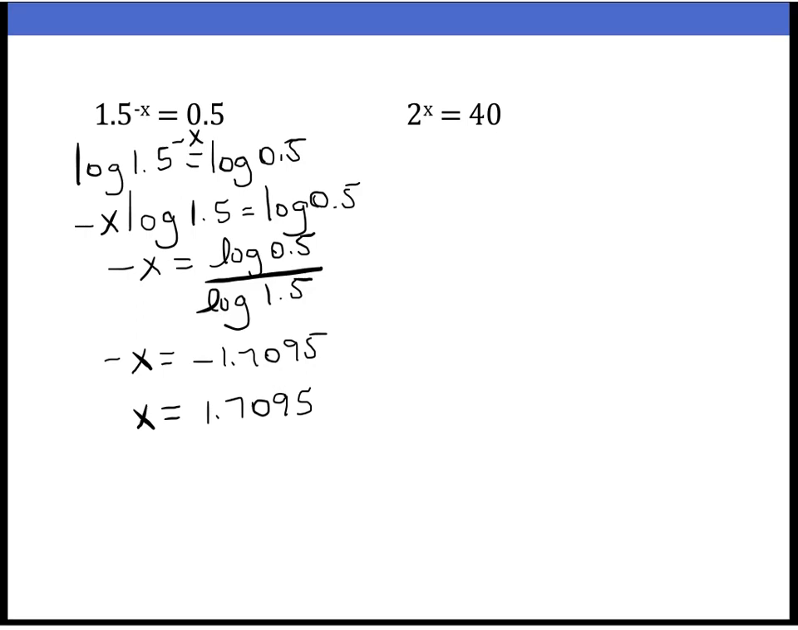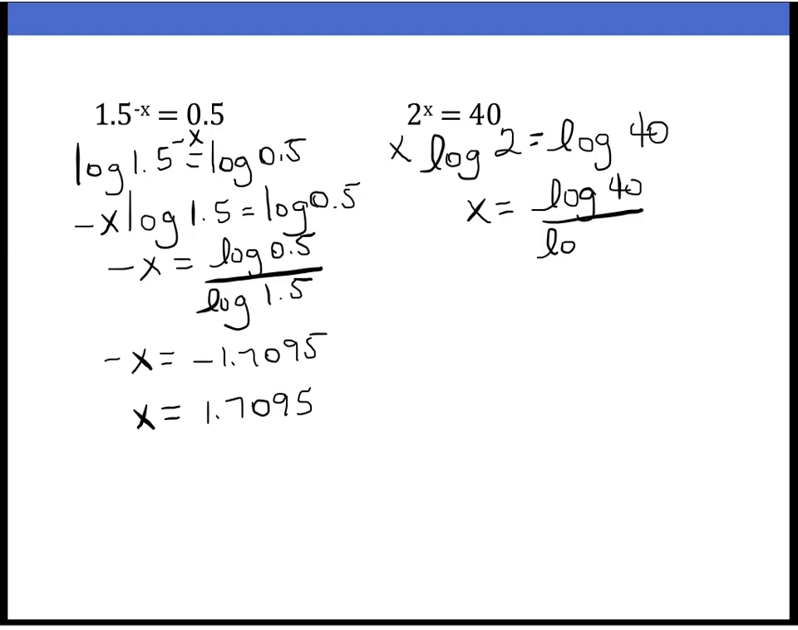Okay, let's try the last one. We can't rewrite 2 and 40 with the same base. It's not possible. So we'll log both sides. Since the goal was to pull that power down, I'm going to skip that step. Then I'll divide both sides by log 2. Remember, log 40 divided by log 2 is not the same as log of 40 divided by 2. That's not what we want to do. And we end up with 5.3219. So what we're starting to do is figure out how we can use logarithms to solve problems. And in our next section, we will be solving word problems using this technique.